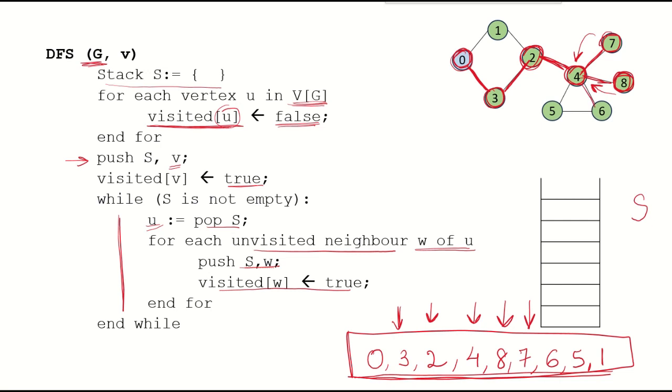We have chosen 6. So we go to 6. 6 has one unvisited neighbor which is 5. So we can go to 5. From 5 there are no unvisited neighbors. So we go back to 6. Go back to 4. No unvisited neighbor of 4. So we backtrack to 2. Now 2 has one unvisited neighbor, 1. So we print 1. So we have seen how this depth first search algorithm works.